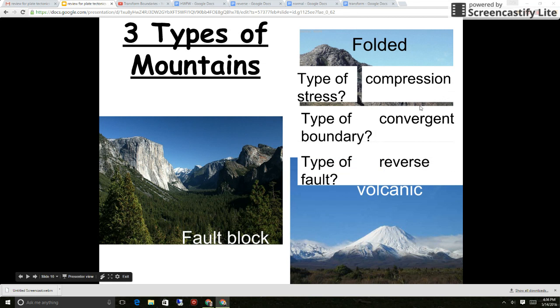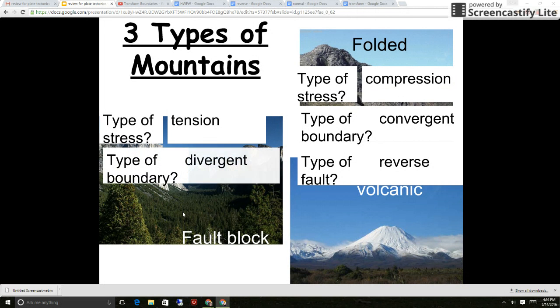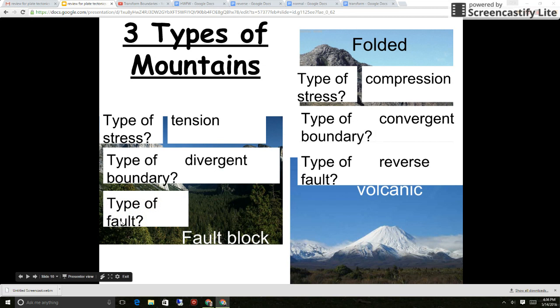That's all coming from the previous slide. I just looked up that to fold something means I have to have compression. Another word for compression is a convergent boundary. And another word for a convergent boundary is a reverse fault. A fault block has to be tension, like I showed you before. And that's got to be a divergent boundary. Tension occurs at a divergent boundary. The type of fault at a divergent boundary is called a normal fault.